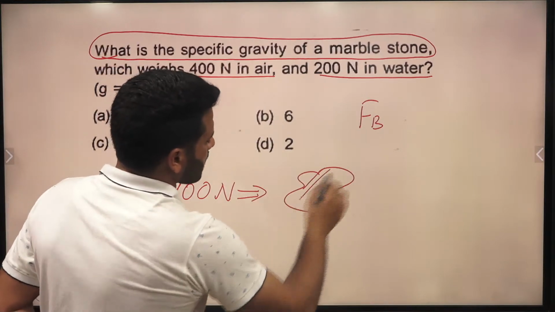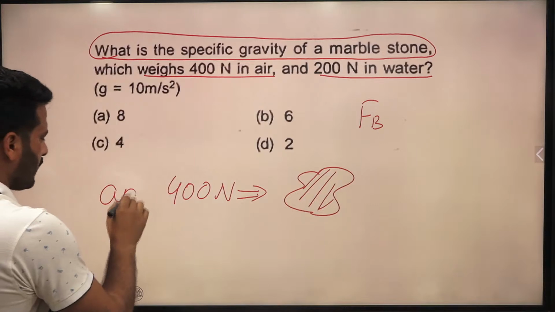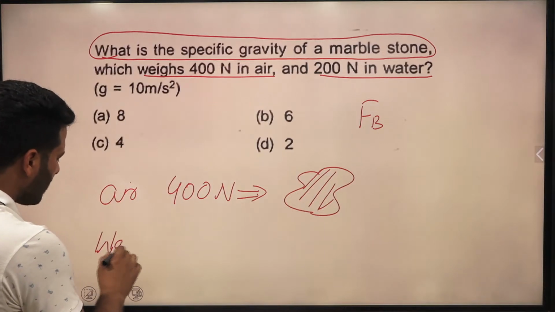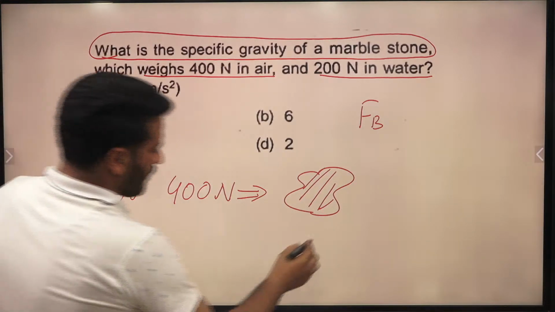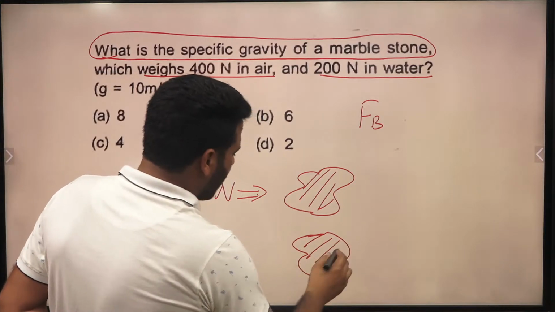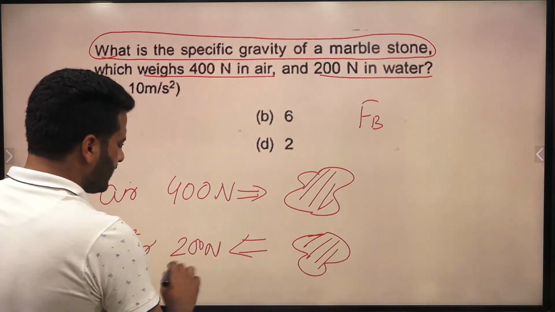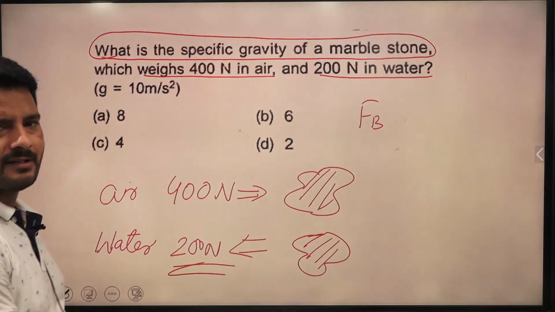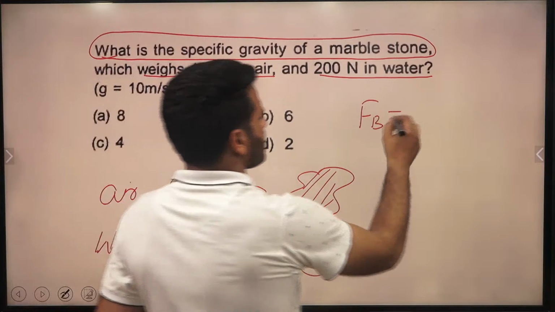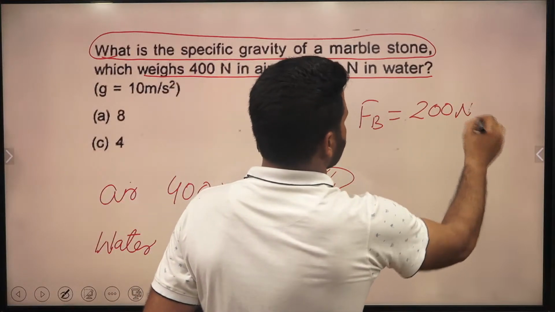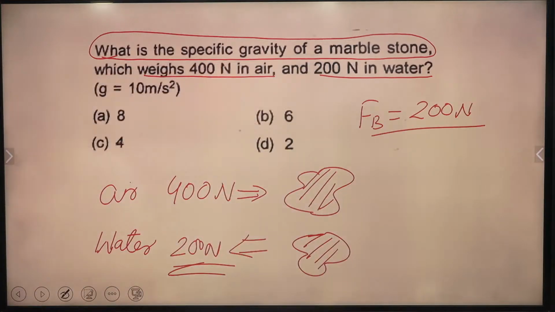Let it be the marble stone, and this is in air. If we talk about the weight of that marble stone in water, it is 200 Newton. So 200 Newton is reduced, so the buoyant force, simply we can write it as 200 Newton. Generally this will be your buoyant force. Fine. So let me know right now what will be the specific gravity.